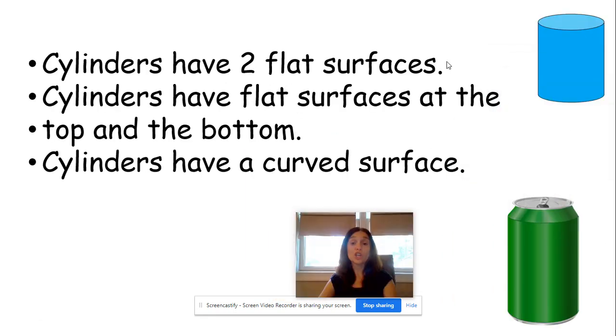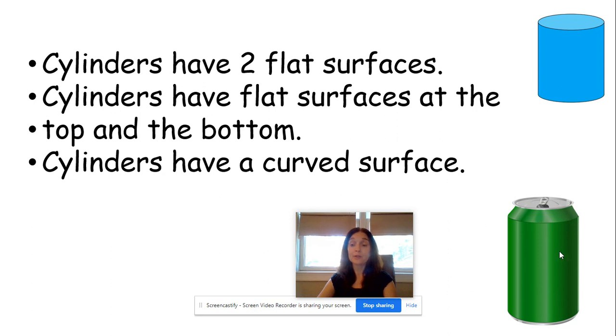Cylinders have 2 flat surfaces. Cylinders have flat surfaces at the top and at the bottom. Cylinders also have a curved surface all the way around. So cylinders have both flat surfaces and a curved surface. 2 flat surfaces at the bottom and the top and curved around.